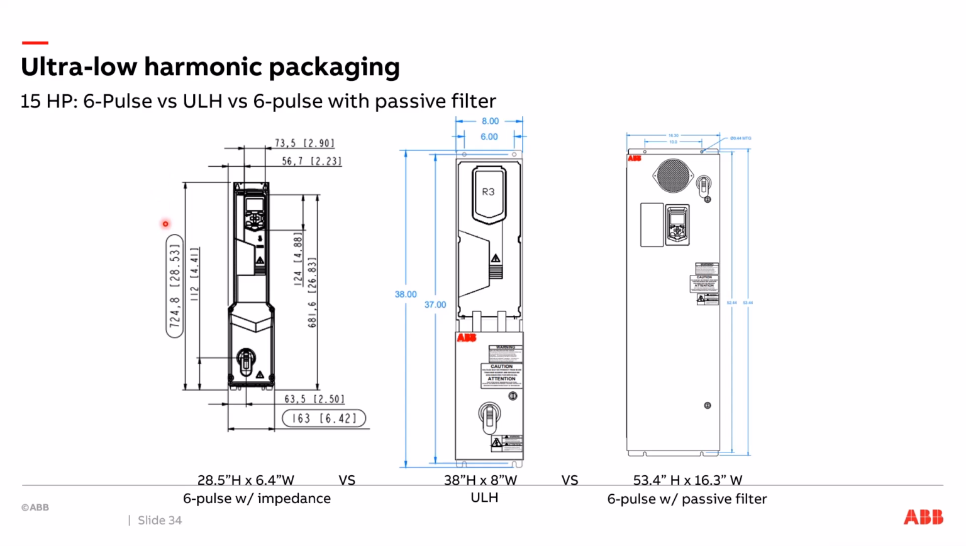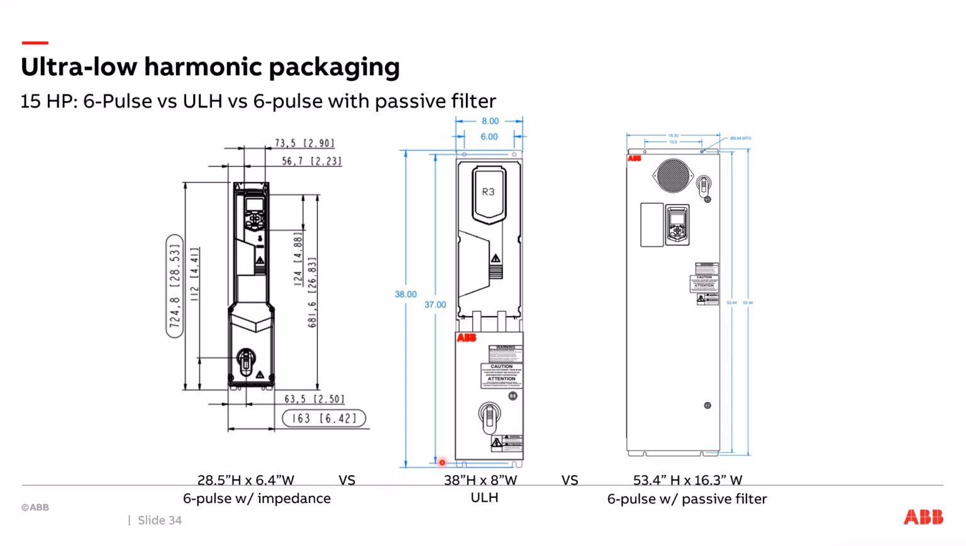My first image here on the left is of a 6-pulse drive with impedance, so kind of your go-to drive, and it's got a disconnect on the bottom here. So a typical solution, drive with disconnect, is just under 30 inches high and 6.4 inches wide. In equipment rooms, the width is really your key dimension you're watching. Height and depth usually isn't quite so critical, so width is your key one.